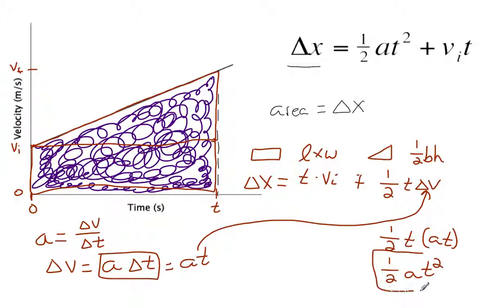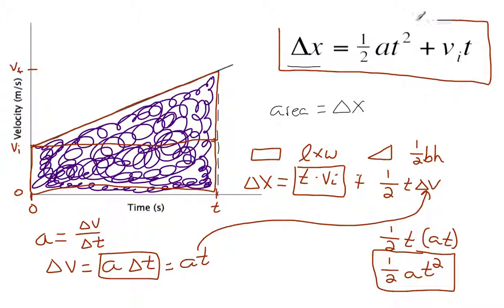So the two terms for the triangle and the rectangle are these. And if we add them together, we get another kinematics equation, that the change in position, the displacement of an object, is equal to 1/2 at squared plus initial velocity times time.